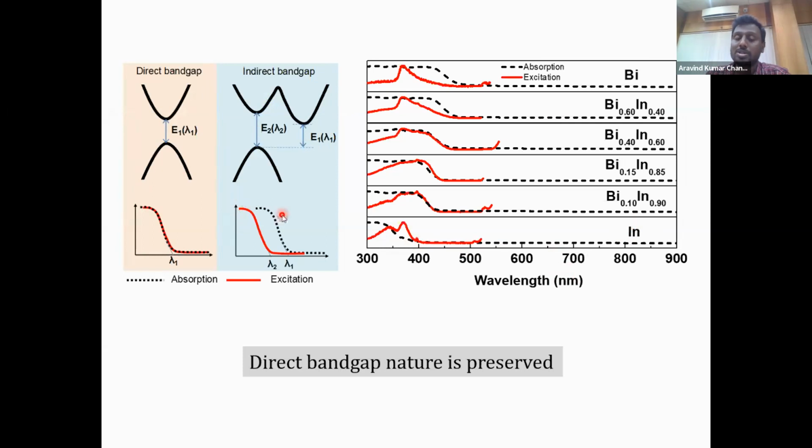When the onset of the absorption and the excitation spectra overlap very closely, it is considered a direct band gap. When the onset is different, then we can for sure assume it's an indirect band gap. So we can see that in the pure indium-based material, there is an onset, although it's squeezed, so you couldn't see it. Both of them are at the same place.